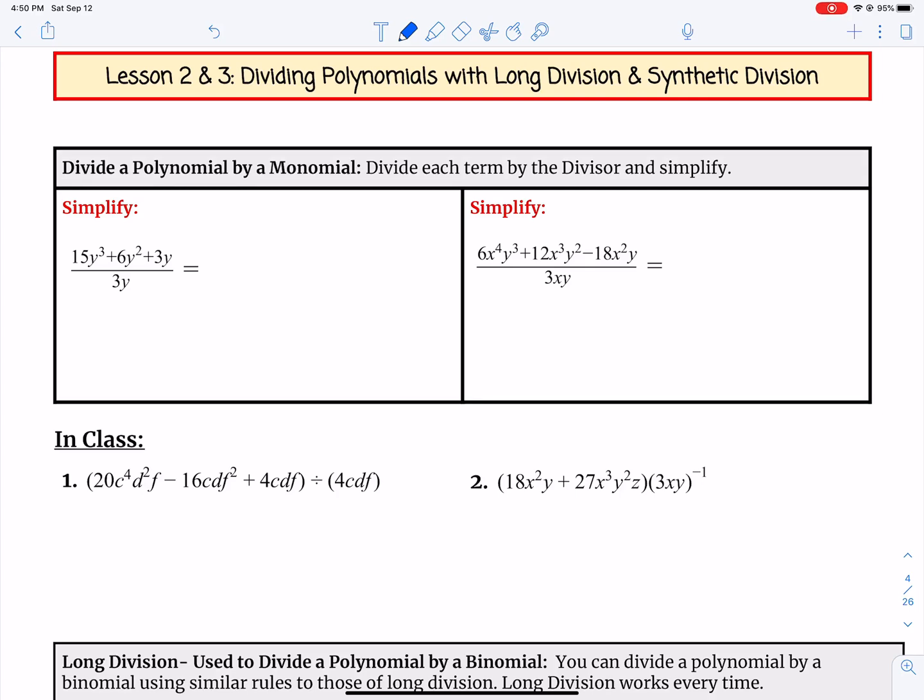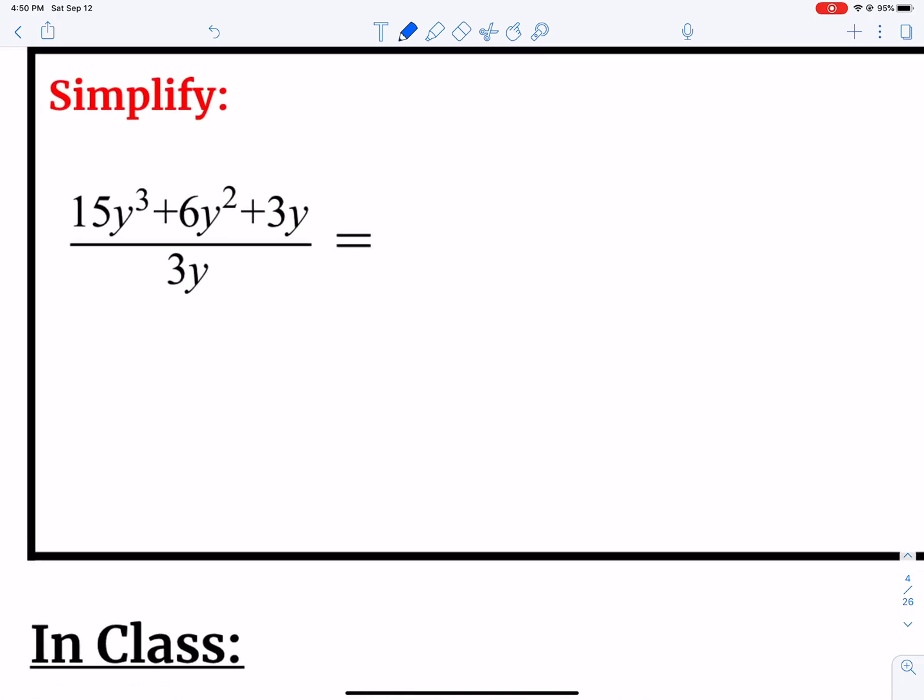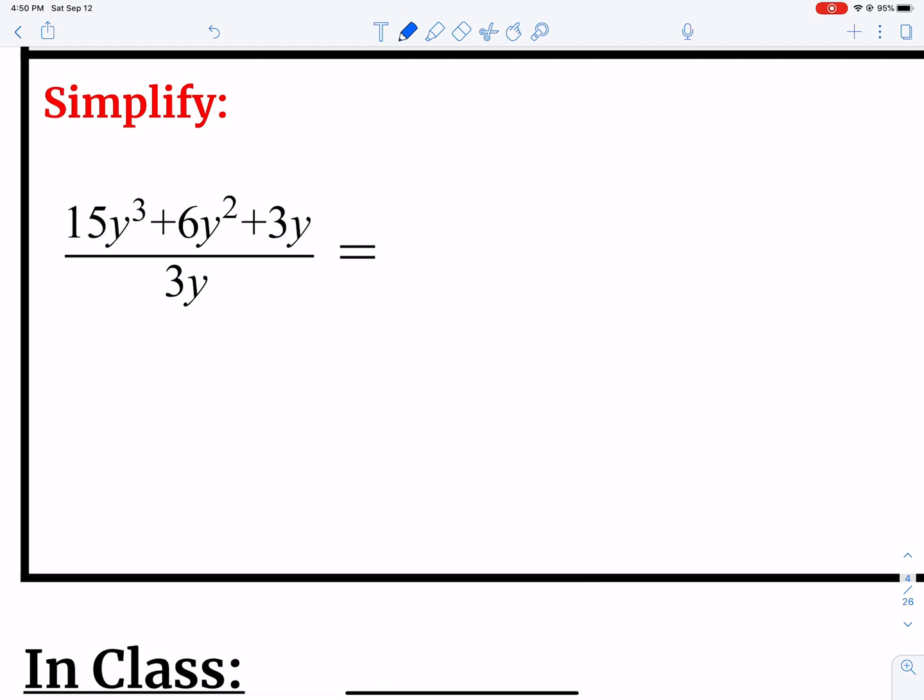In this video, we're going to take a look at dividing a polynomial by a monomial. So that means we're dividing something with more than one term by one term. So I'm going to just take a look at these two examples with you. The first one says, simplify 15y cubed plus 6y squared plus 3y, all divided by 3y.